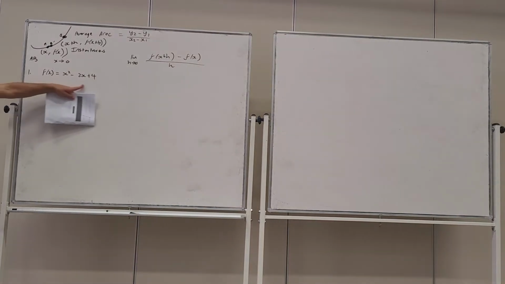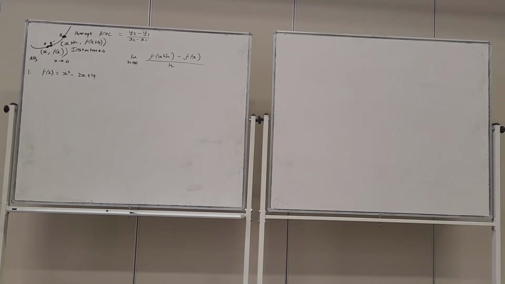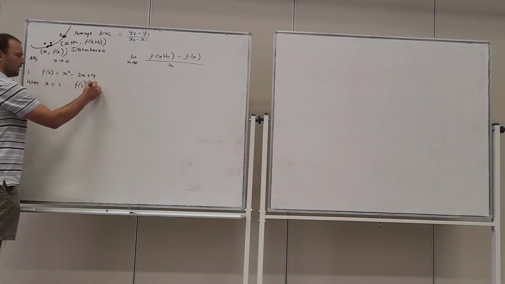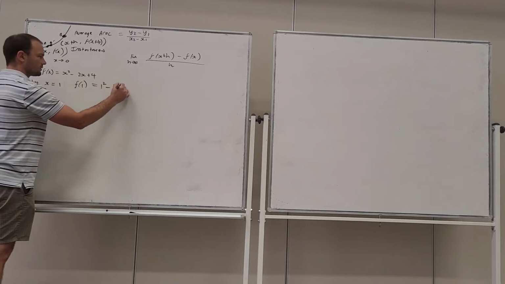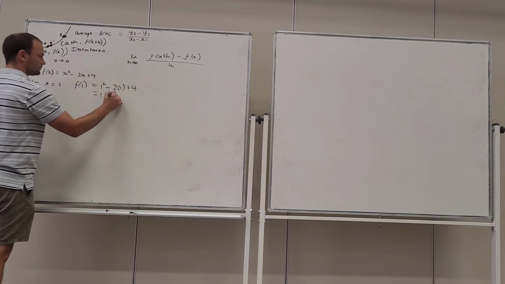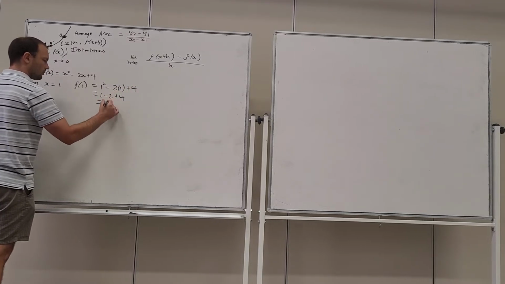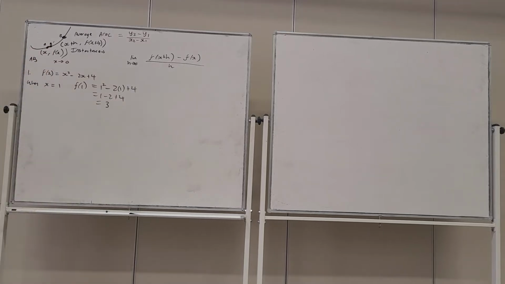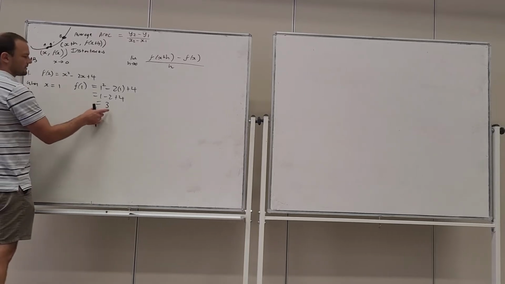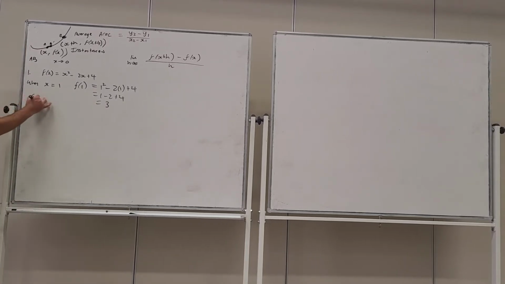First problem here, f of x is x squared take 2x plus 4. Part A, find the average rate of change from x is 1 to x is 3. Alright, so we're going to do y2 take y1 on x2 take x1. So when x is 1, f of 1 will be 1 squared take 2 plus 4 minus 1. Right? So we've got that y value. When x is 1, f of x is 3, the y value is 3. And so that's our first coordinate, 1 and 3.